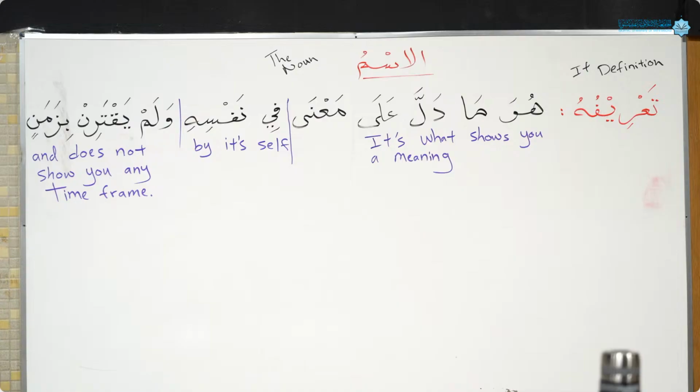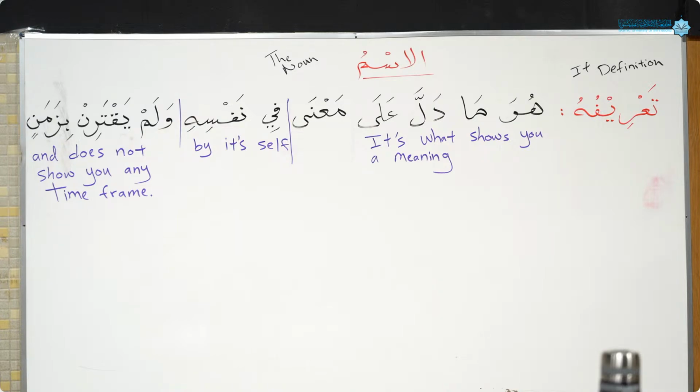تمام? So هو ما دل على معنى. Okay, can I add في نفسه? By itself. تمام? It doesn't. This is where we knock out حرف. So by the time we say هو ما دل على معنى في نفسه, we only have two competitors left. This guy took a KO. He's out of the box.